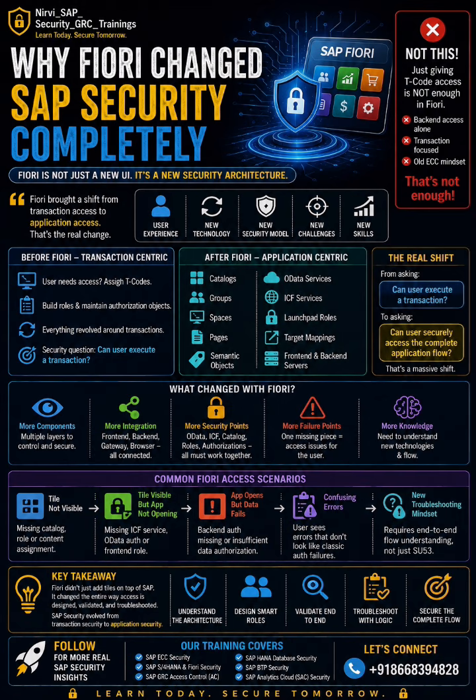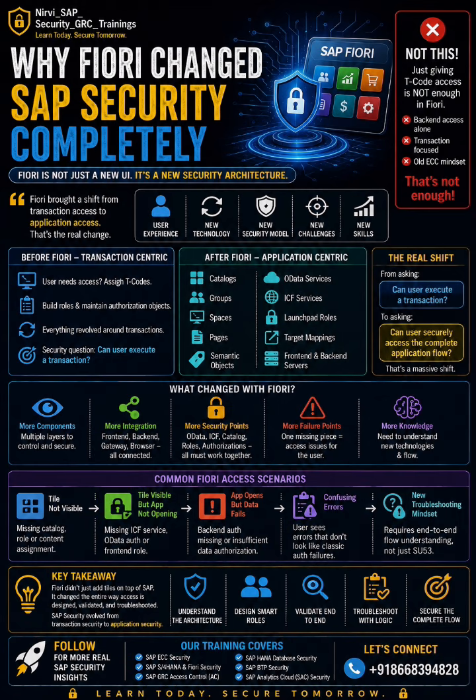Like, a user needed access, assign T codes, build roles, maintain authorization objects, and done. Everything revolved around transactions. But then Fiori arrived, and suddenly the entire access model changed. Now, access was no longer just the backend authorizations you had, right?